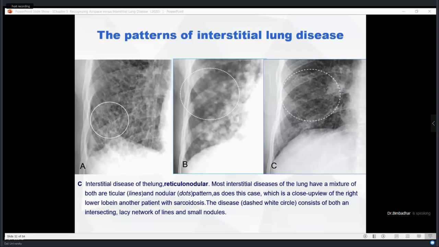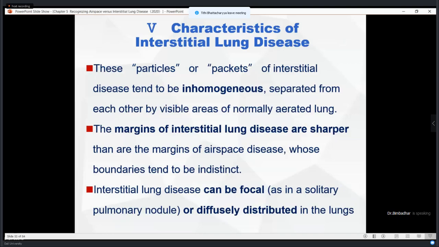So the thing you have to remember is that if it is looking like lines, we call it a reticular pattern. If it is looking like small dots, we call it a nodular pattern. And if it is looking like dots and lines together, we call it a reticulonodular pattern. These are the three basic features that we appreciate for an interstitial lung disease.